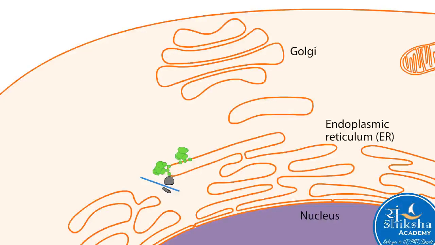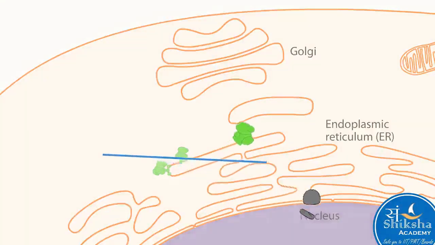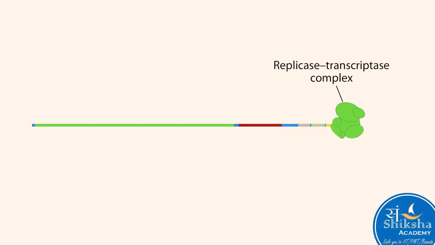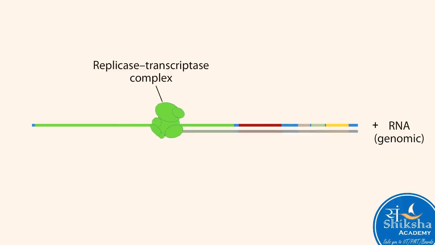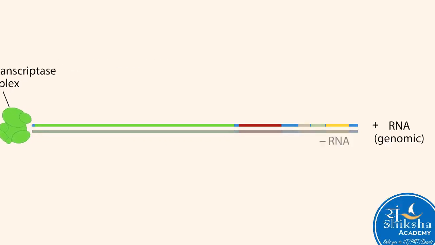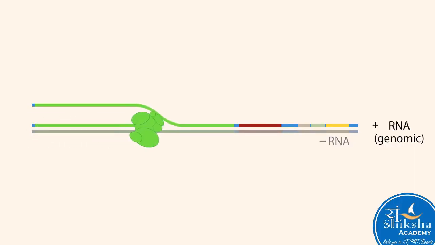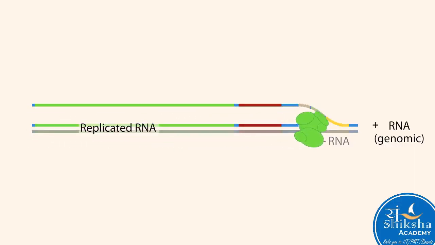The virus has essentially hijacked the cell's machinery and made a new viral machine called the replicase transcriptase complex, which can now multiply the viral genome. This complex attaches to the viral genomic RNA, also called plus RNA, and creates a copy of it. The complementary copy is called minus RNA. The minus strand is then copied back to make additional plus RNA for packaging into new viruses.